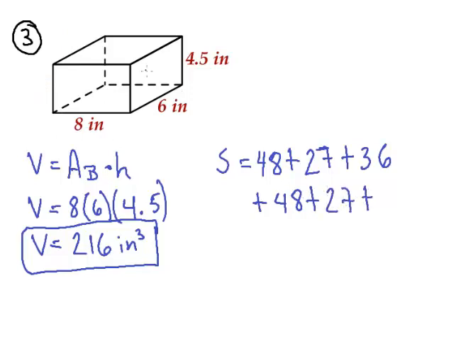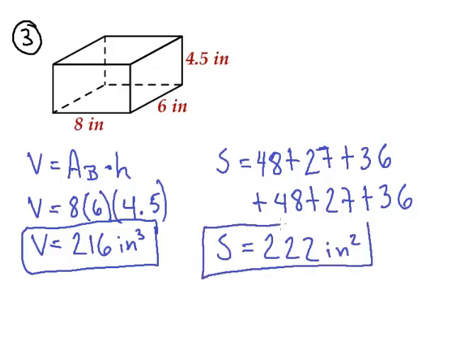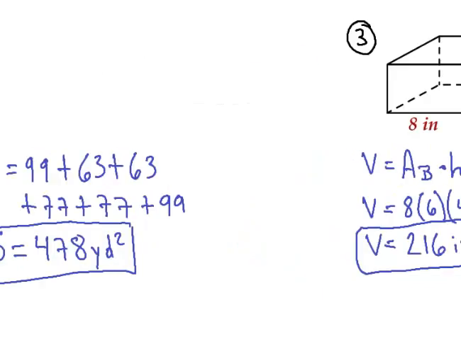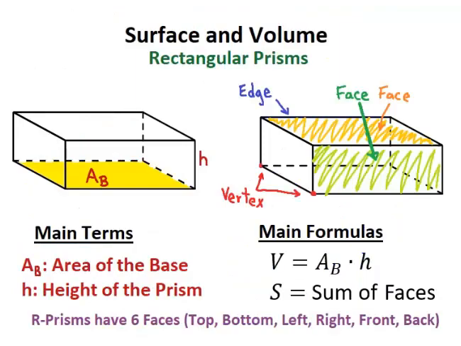Plus, the last one will be the back. So the back is, well, 8 in here, or 8 in here, doesn't matter, times, I already have the 4.5 in here, okay? Two edges that are adjacent. So 8 times 4.5. That will give me 36. So surface equals, I'm going to add all of that, and the answer would be 222 square inches. And there we go. That is how we find surface and volume of rectangular prisms.